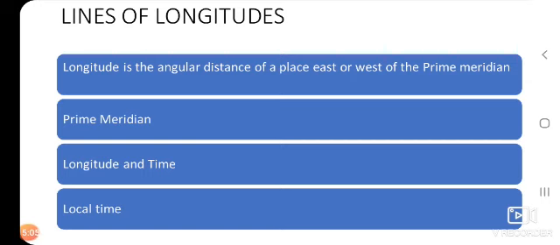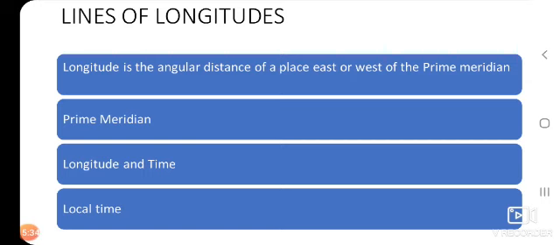Okay, children, now we will learn about time. Longitudes help us to calculate the time. The lines of longitude stated earlier are also known as meridians, and meridian means noon. At a particular moment, if it is 12 noon at a given longitude, it must be 12 noon at all places on this longitude.